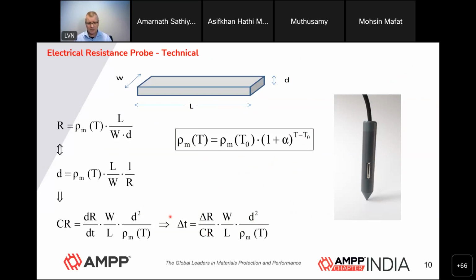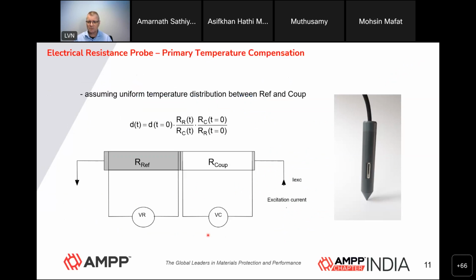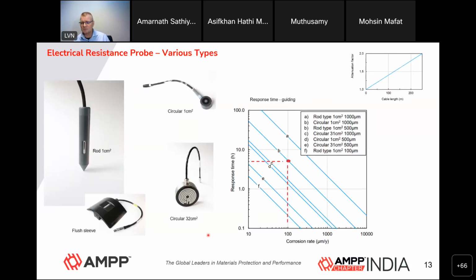in such a way that the time you need in order to have enough resistance change to measure a certain corrosion rate can be optimized, and it can be described very well, for instance, by drawing these lines between what is the actual corrosion rate and what is the response time of the probe.